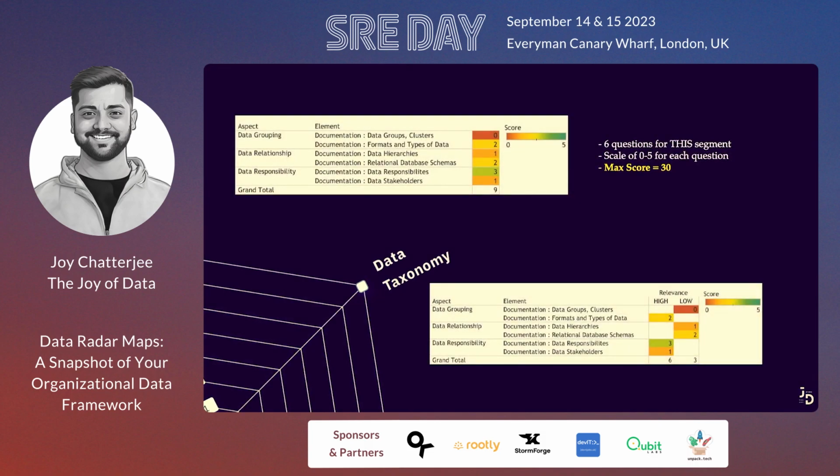6 questions, max score of 30. As you can see, the aspects are different now. There's grouping, relationship, responsibility. Data stakeholders is important: who exactly needs and uses the data and why that's relevant.